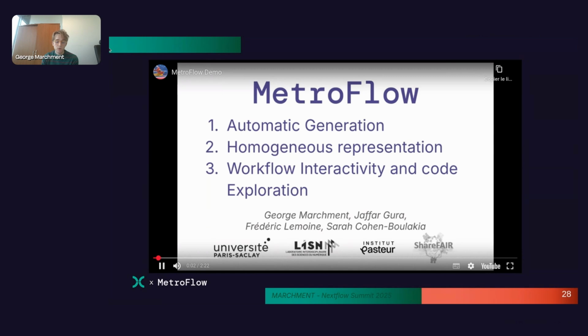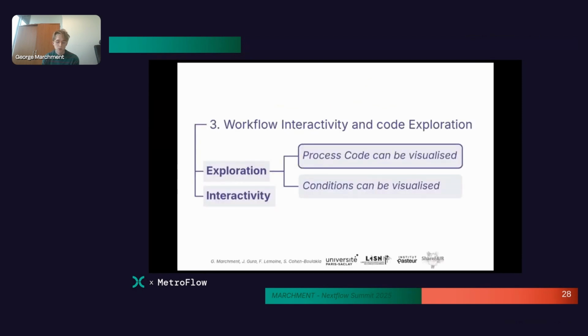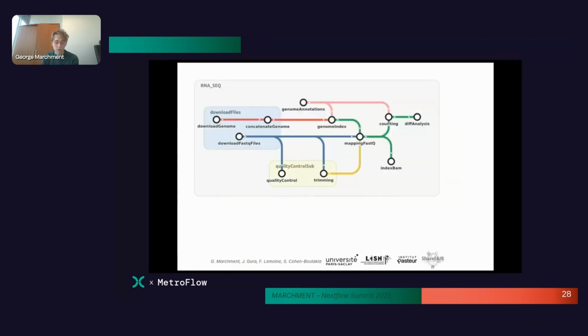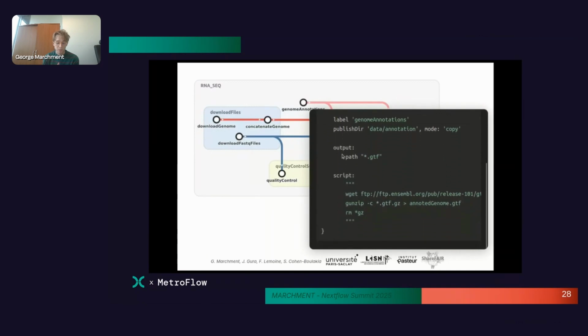So as I said, MetroFlow can automatically generate metro maps for Nextflow workflows. And on top of that, in a homogeneous way, so representing the same information in the same way. In this demo, I'm going to focus more on the interactive and the code exploration side of MetroFlow. I'm first going to focus on the code exploration by visualizing the processes directly through the interface. So here I'm going to select the genome annotation process to see its code. This window pops up, which shows the entirety of the process code.